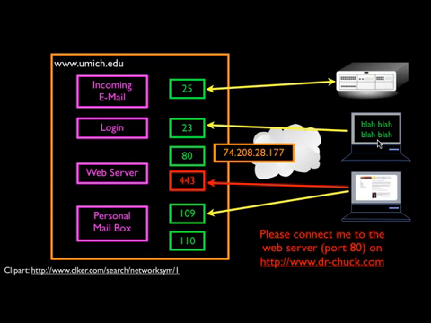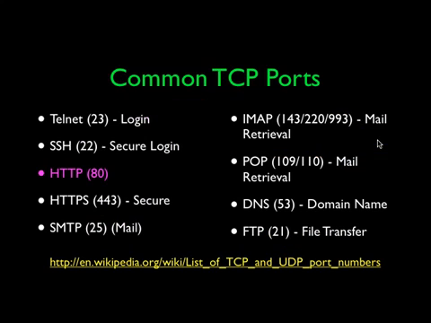And again, it's just like a phone extension. It's just a way so that one IP address like 74.208.28.177 can host many different network applications, and from the outside we can pick which of those applications we want to connect with using the TCP port.